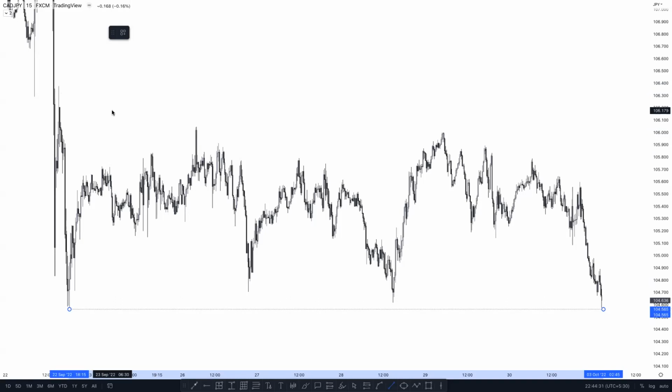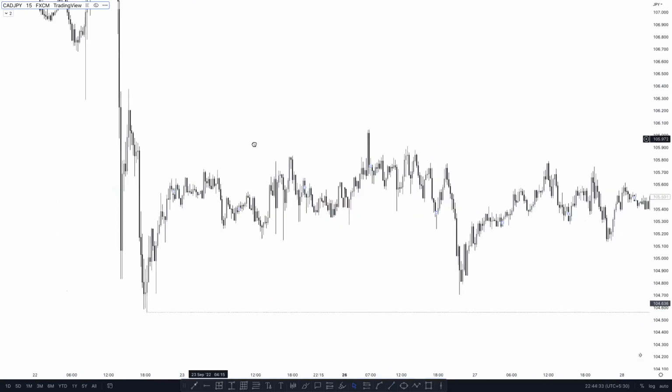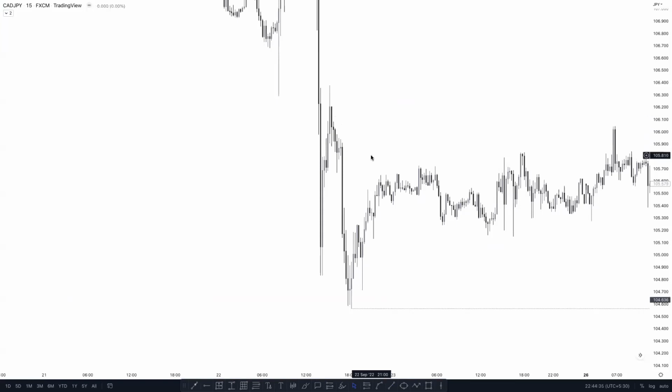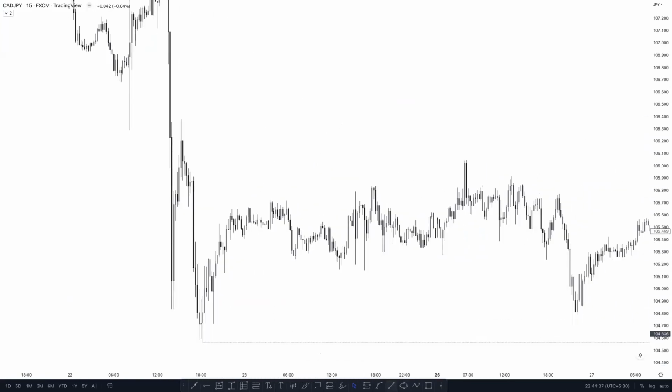And this was, I think, let me check first here. There is no pullback here. So the high is here. This is our inducement.